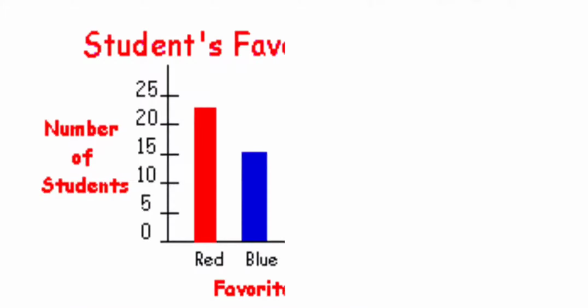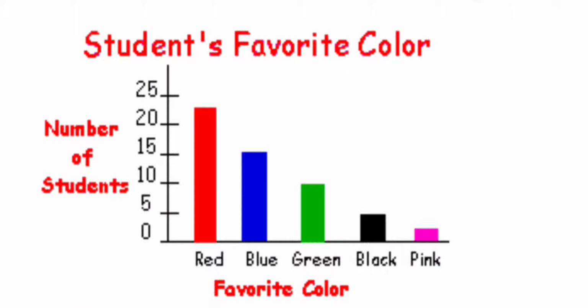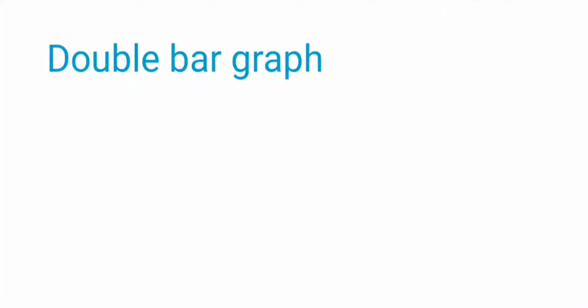So students' favorite colors are on the x-axis and the number of students on the y-axis: red, blue, green, black, or pink. The height of red is more, so red is the favorite color, and pink is the lowest, so pink is the least favorite color.